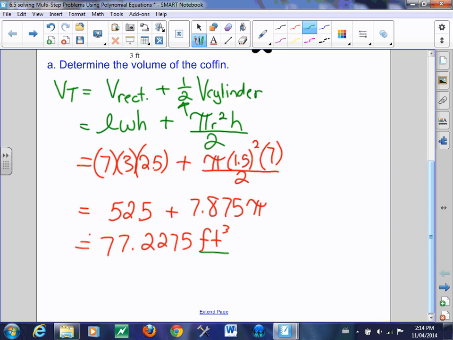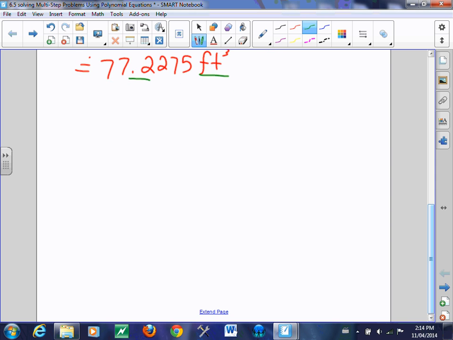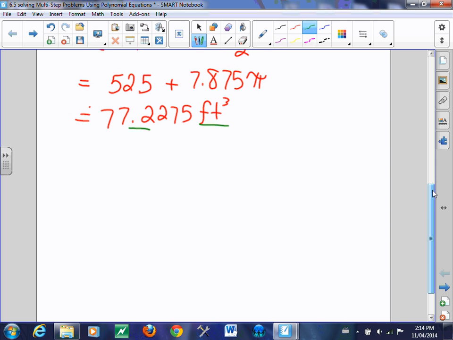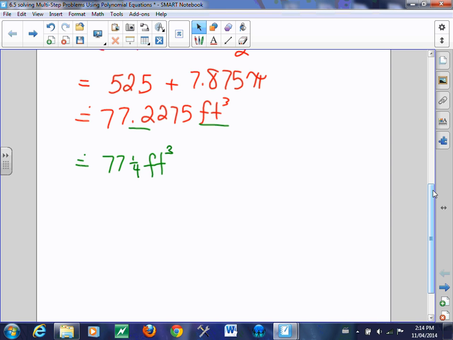Now, the only thing we need to remember about feet is that that's the imperial system. And do we use decimals on a regular basis? So if you want to have perfect communication, I want you to realize that we need to change that to a fraction because imperial uses fractions. So I'm going to say 77 and approximately 1/4 feet cubed. Again, that's just a communication error. Your knowledge is correct if you leave it as a decimal. However, for communication, you need to tell me that, hey, I know that the imperial system does not use decimals. All right. That's dealing with the volume of the coffin.